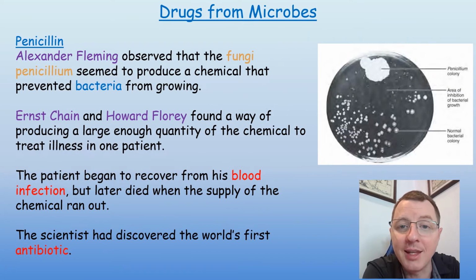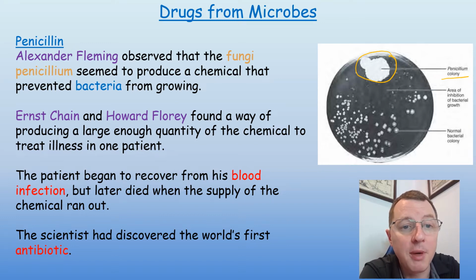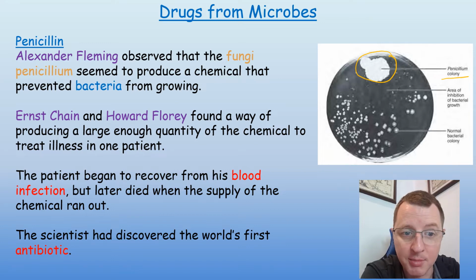So penicillin was the world's first antibiotic, and it's named after the fungus penicillium. So Alexander Fleming observed that the fungus penicillium seemed to produce a chemical that prevented bacteria from growing, but it was two other scientists, Ernest Chain and Howard Florey, who found a way of producing large enough quantities of the chemical to treat illness in one particular patient.